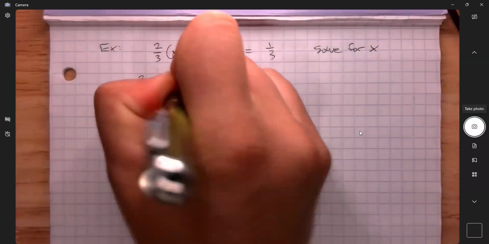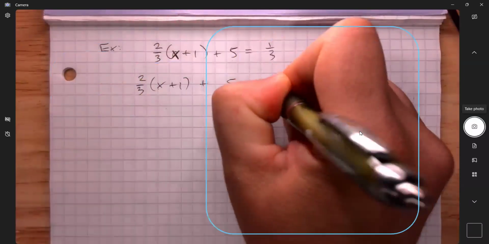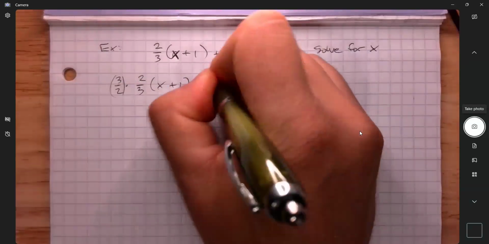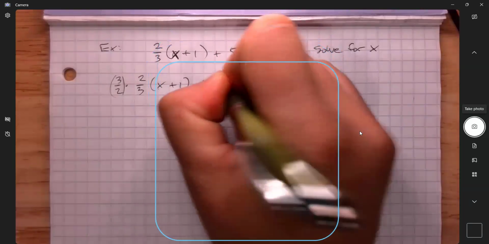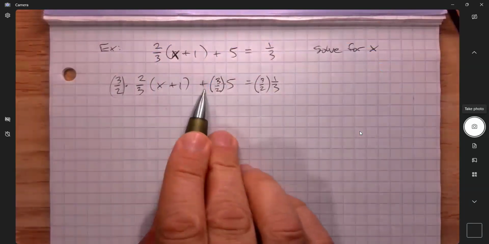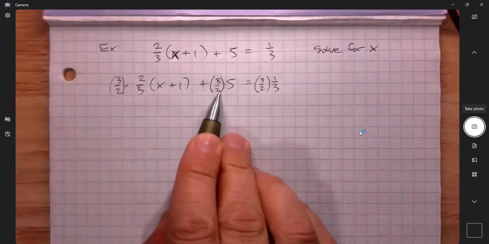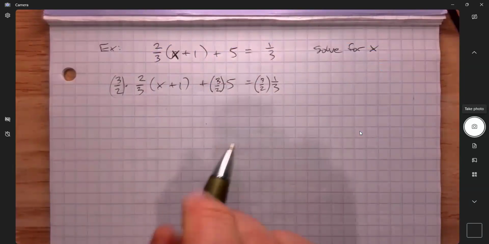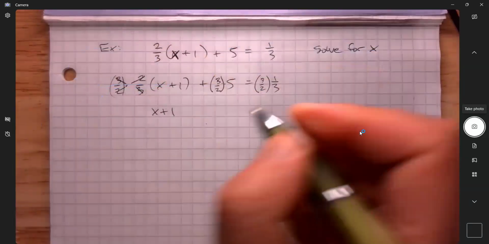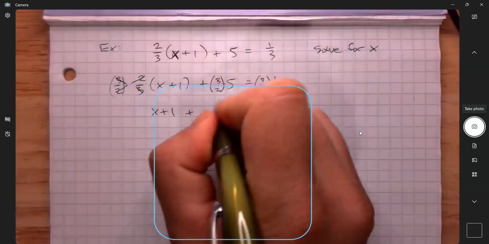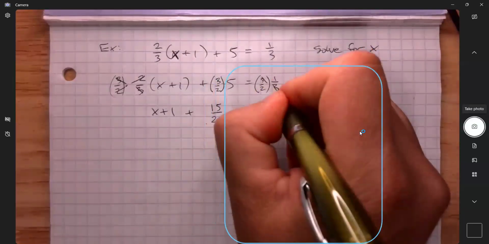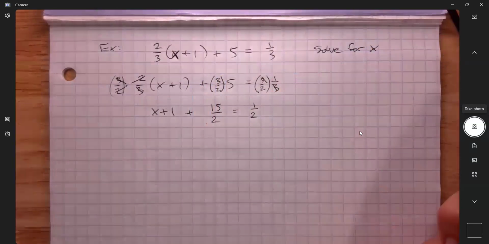And I can do that. Let me rewrite it again. By multiplying by the reciprocal, which is 3/2. But I have to multiply each of these terms by the reciprocal, not just once on the left and once on the right, but every time there's a plus or a minus. And so the reciprocal here is going to cancel those terms, leaving me with an x plus 1. And then I have a 3 times 5, that's 15, and it's divided by 2. And then the 3 and the 3 cancel here, and I get a 1/2 there.